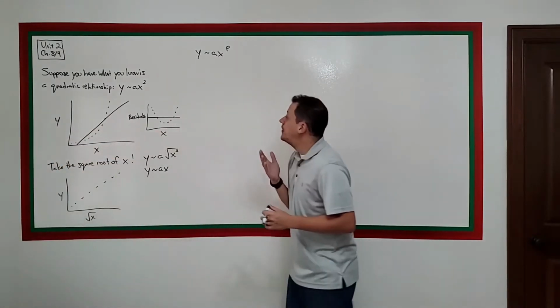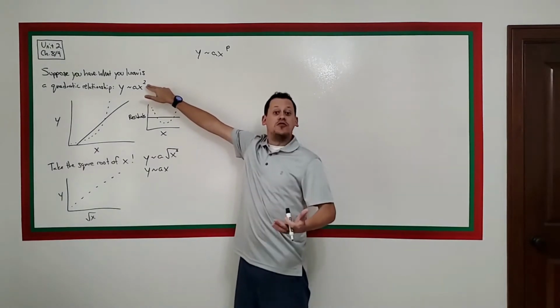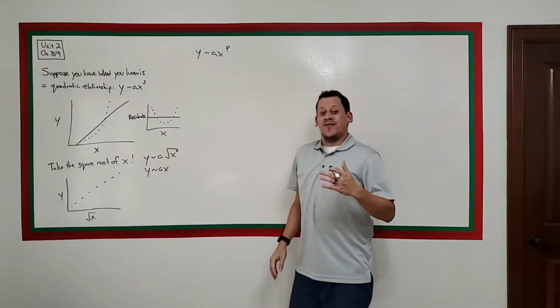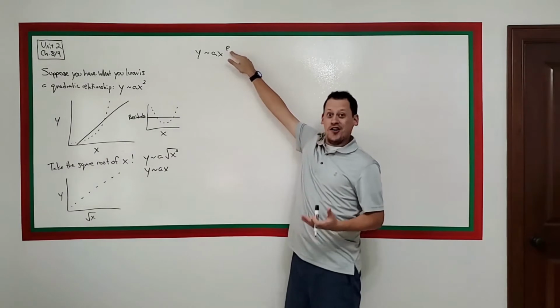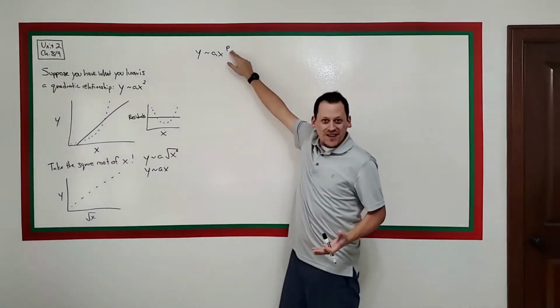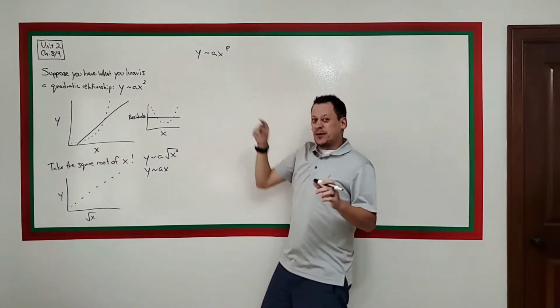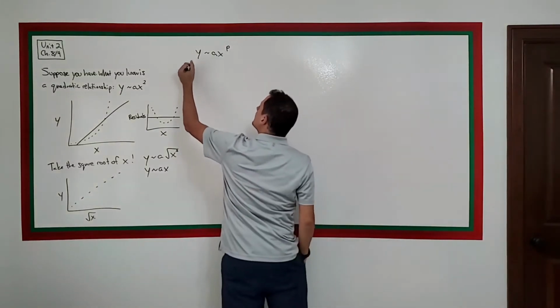Similar to what we did here, we want to get rid of this square. We want to do the inverse operation of something squared, so we took the square root. What is the inverse operation of an exponent that's unknown? How can we get this exponent out of the exponent? Algebra 2, we take the log. We're going to take the log of both sides.